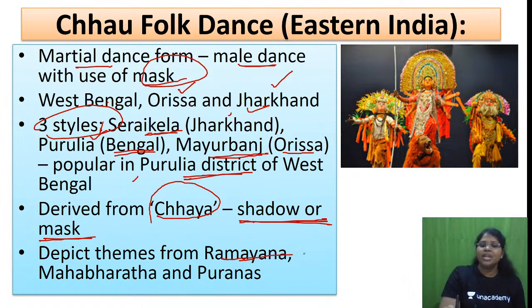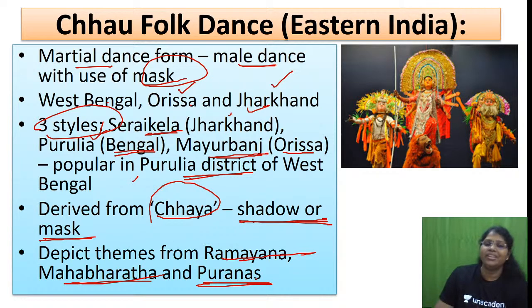Depict themes from Ramayana, Mahabharata and Puranas. So, themes are very, very important from everything. Try to remember Chhau dance, very, very important. Three places: Saraikela, Jharkhand; Purulia, West Bengal; Mayurbhanj, Odisha. What do you mean by Chhaya? It is derived from the Sanskrit word. Chhaya means shadow or a mask. It is a combination of what?